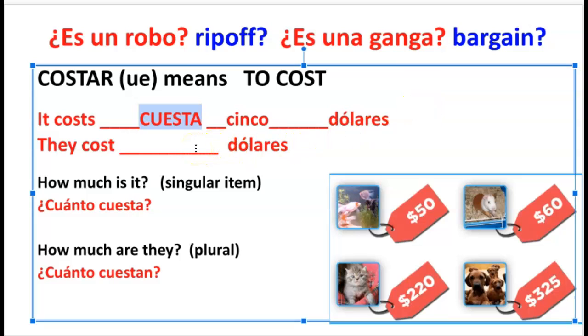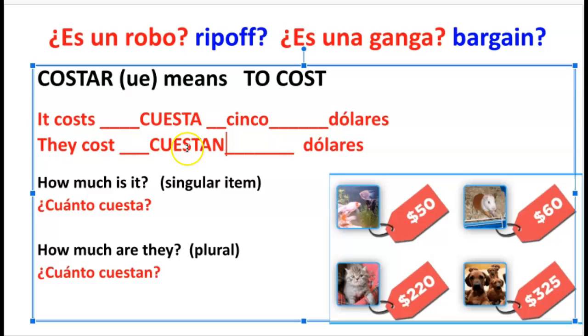Now, if I want to know the price, the cost of a plural item, like shoes or pants, then I use the plural form of the verb, which is simply cuestan. So, cuestan $20. They cost $20. So I'm asking about pants or shorts, something plural.